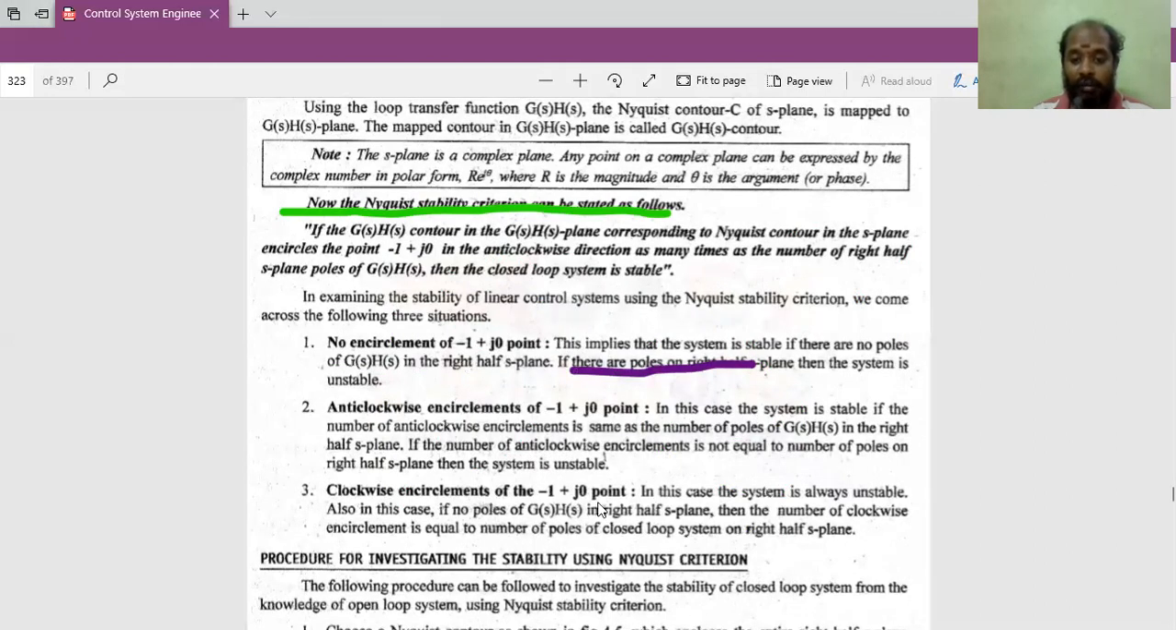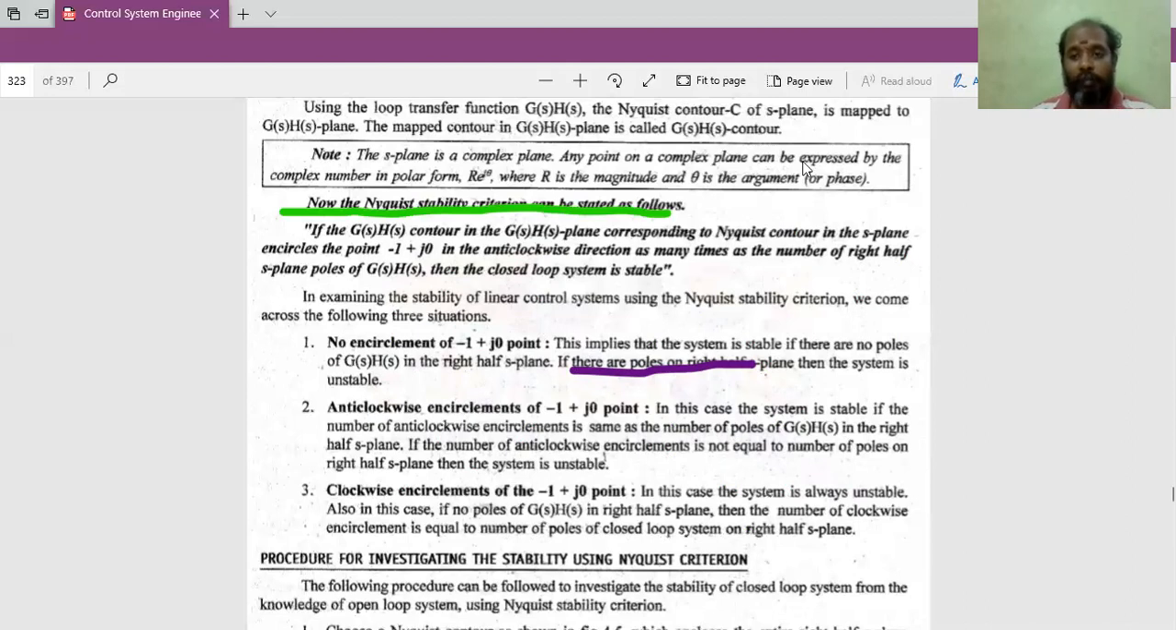If there is clockwise encirclement, in this case the system is always unstable. Also in this case, if there are no poles of G(s)H(s) in the right hand side of the s plane, the number of clockwise encirclements is equal to the number of poles of the closed loop system in the right half. That can again be stated using zeros. But when stating it perfectly using Nyquist, if there is clockwise encirclement, the system is always unstable. So however many clockwise encirclements there are, that many closed loop poles are in the right half of the s plane, as the explanation says.